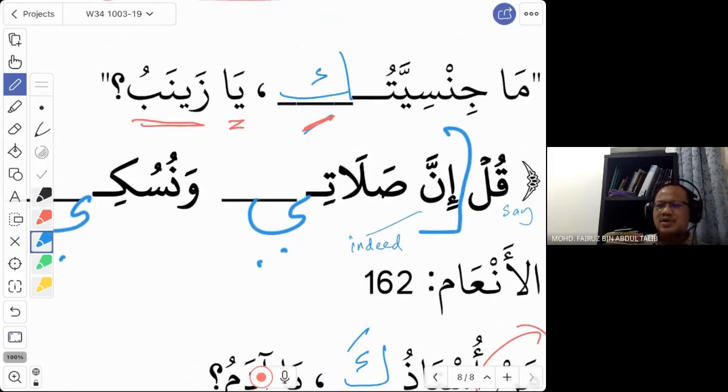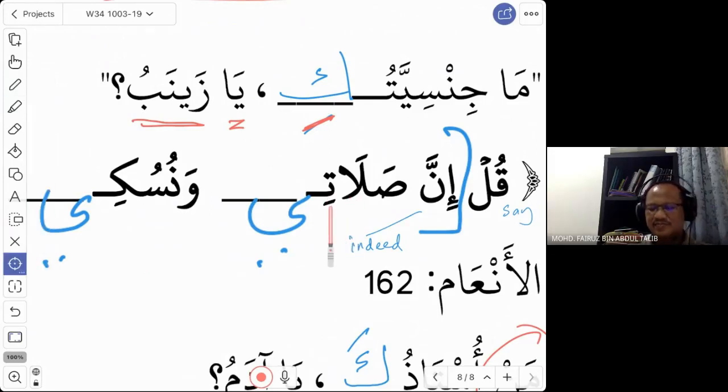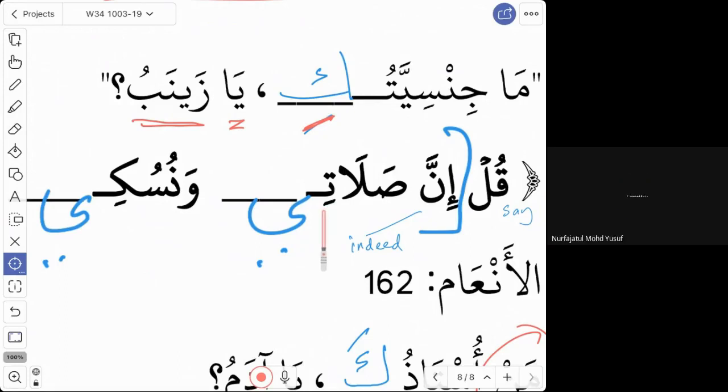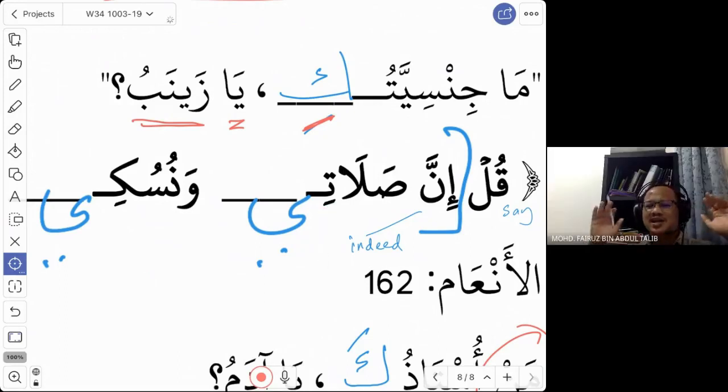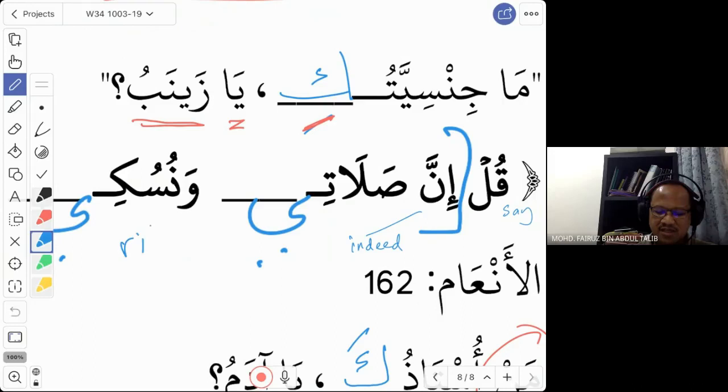So here, this is our acknowledgement to Allah. We say to Allah, oh Allah, inna salati. Indeed, my, what is salah just now? Solat. My salat. Indeed, my prayer. Wa nusuki. And my. This is also my. Nusuk is all the ibadah that we do, the rites, all the sacrifices that we do.